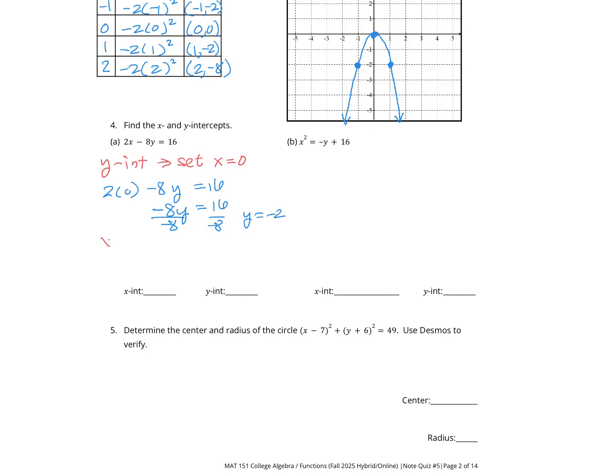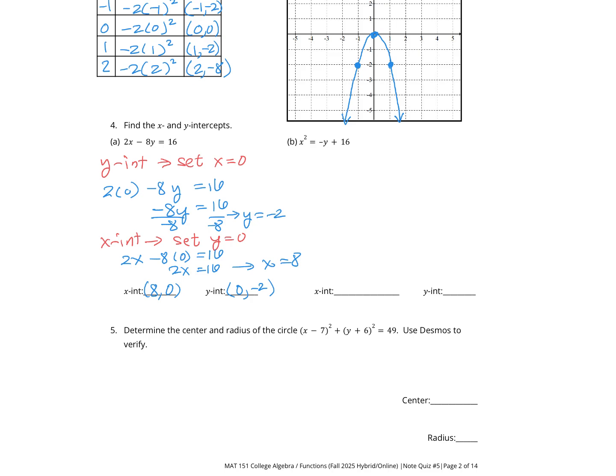Now to get the x-intercept, we're going to set the y equal to 0. That's going to give us 2 times x minus 8 times 0 equals 16. That's going to give us 2x equals 16, or x is equal to 8. So the x-intercept is going to be 8, 0. Don't forget it's always an ordered pair. The y-intercept is going to be 0, negative 2.